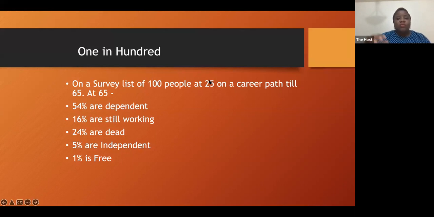It's just like, okay, you stopped working at the university or a private school, and you just have to go and teach in another place. Or maybe you were working with the government, and then when you retired, you just had to look for a private establishment to work. 54 dependent, 16 still working, 24 are dead, 5% are independent, and 1% is free. That is a reality. That's what happens. And that's in America where things work.